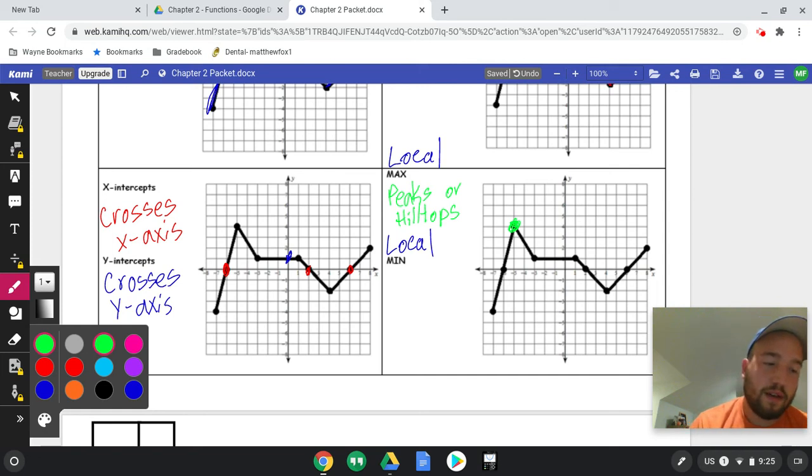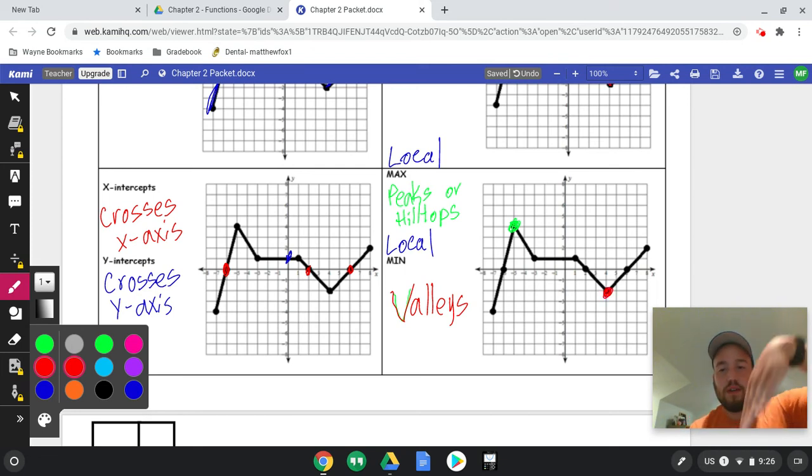Our local min is going to occur at a valley. Now let me do this in a different color. So it occurs at the valleys right here. It was going down, then it was going up, so it occurs at that valley.